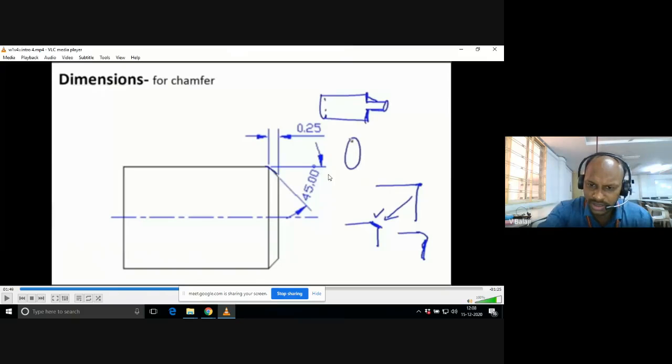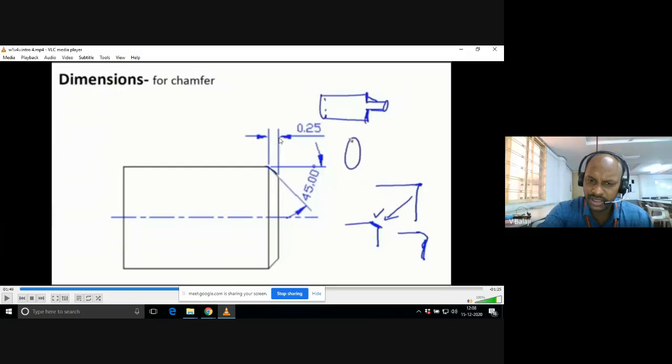Sometimes if there is no proper gap to mention the circular arc, at that time you can put the circular arc outside these extension lines and keep the value inside like this. So this is also one way of keeping the dimension inside whenever the space is not available.